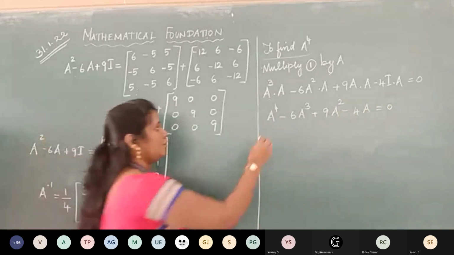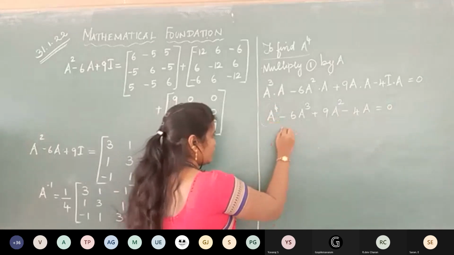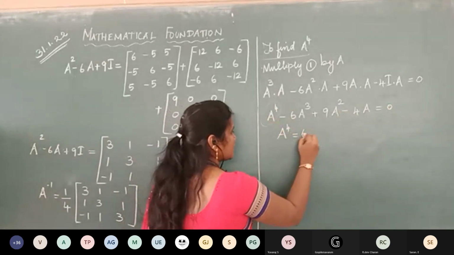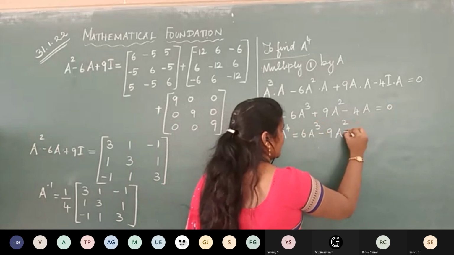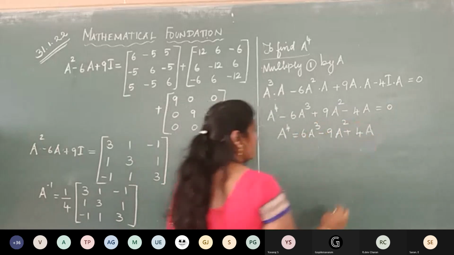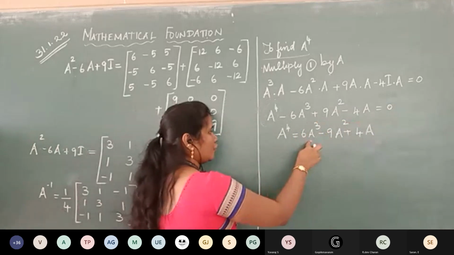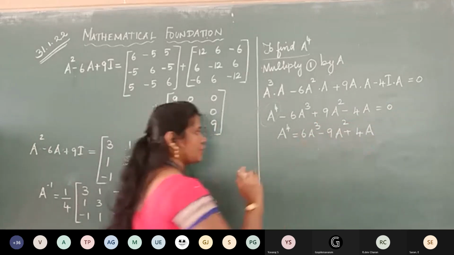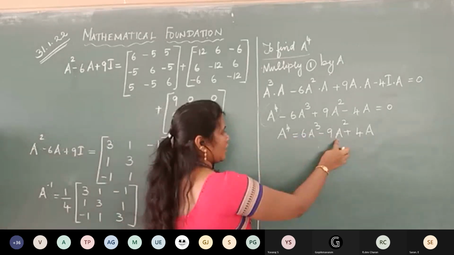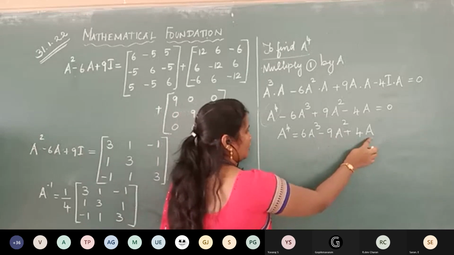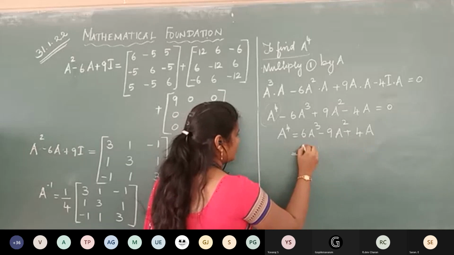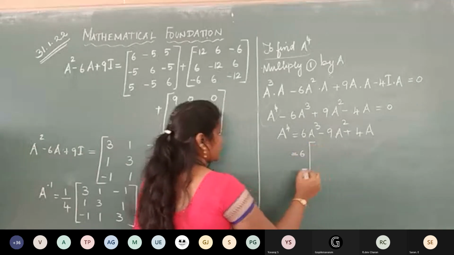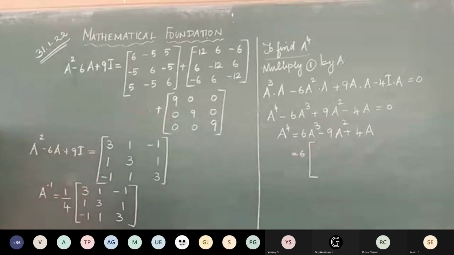Okay, in this we need to find only your A power 4. So A power 4 is equal to 6A cubed minus 9A square plus 4A. We already know what is your A cube, what is your A square, and what is your A. Just multiply: 6 for A cube, minus 9 for A square, and plus 4 for A. So it will be 6 into A cube. First, I will write what your A cube is so that you can multiply it.